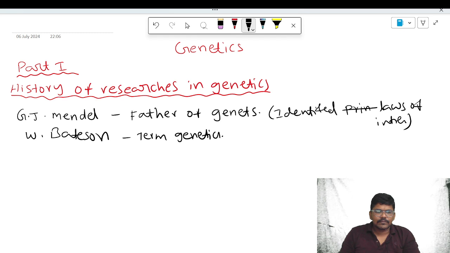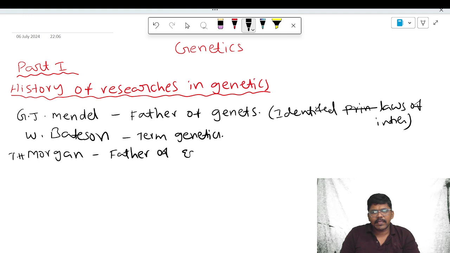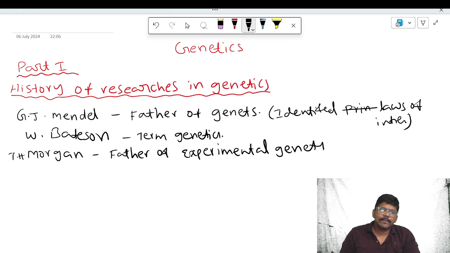Then another scientist, the name of the scientist is T.H. Morgan. If you see T.H. Morgan, we can call him the father of experimental genetics. Why is he called the father of experimental genetics?